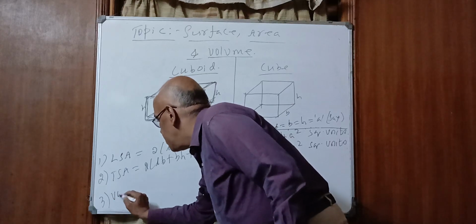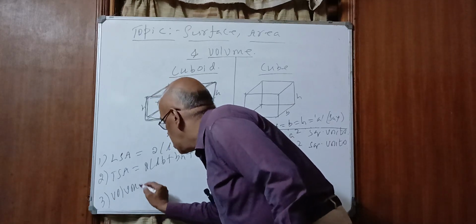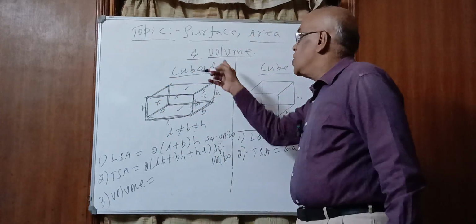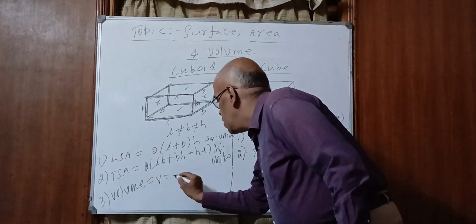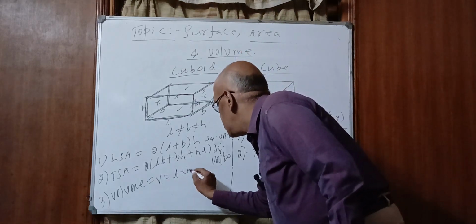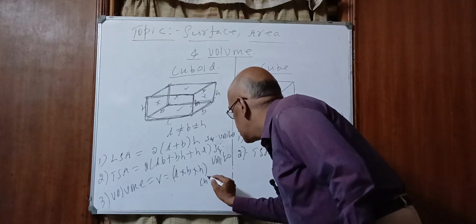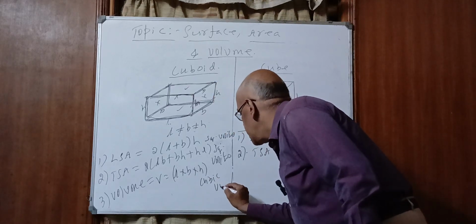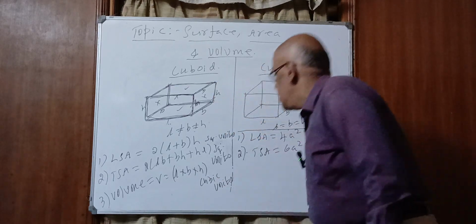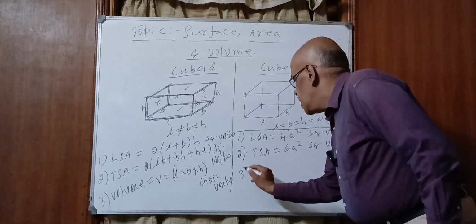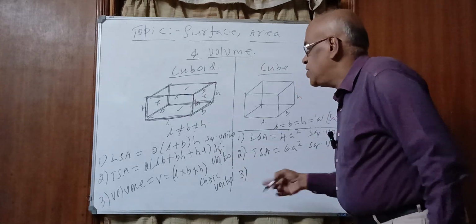Then volume. What is the volume of a cuboid? V is equal to L into B into H, cubic units. What is that? Cubic units. Again children, replace L, B, H by A.